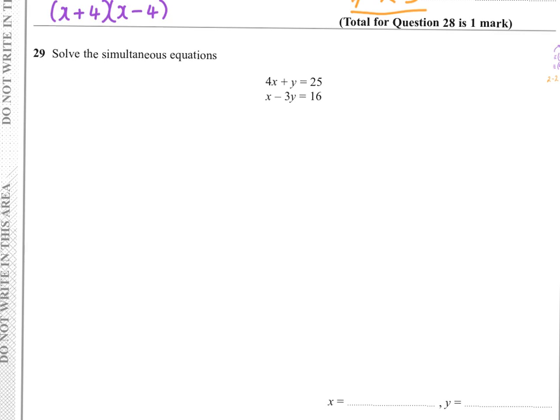Question 29. Solve the simultaneous equations 4x plus y is 25 and x minus 3y is 16.